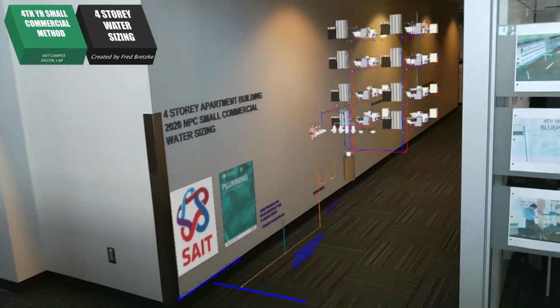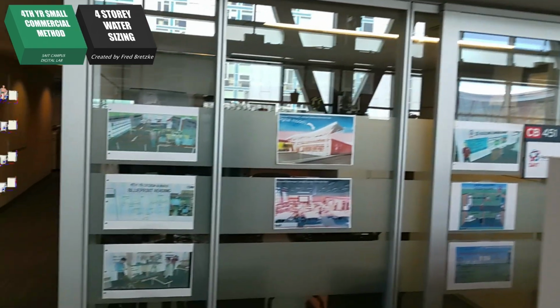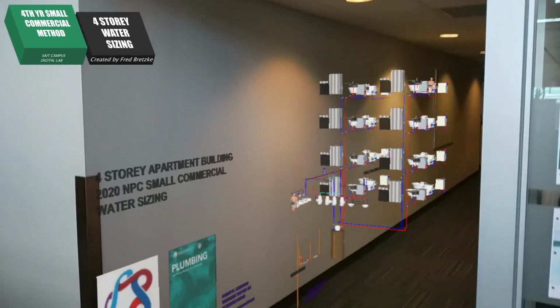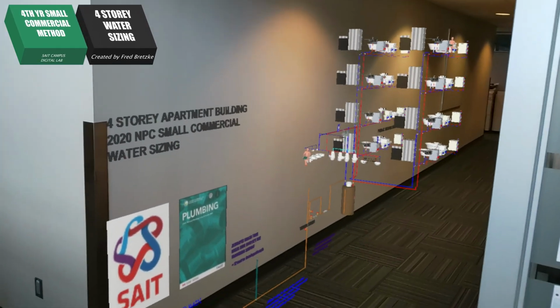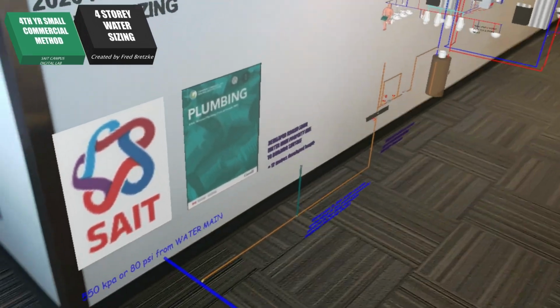This is Fred again in the Old Red Building, working a little bit in the digital cave today, and decided we'd finish up this small commercial method of water sizing for our fourth year plumbing apprentices. So I just put it in the hallway, and we'll take a quick look at it.